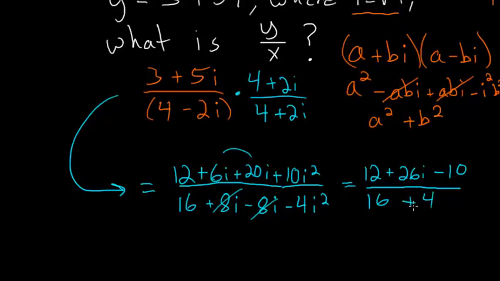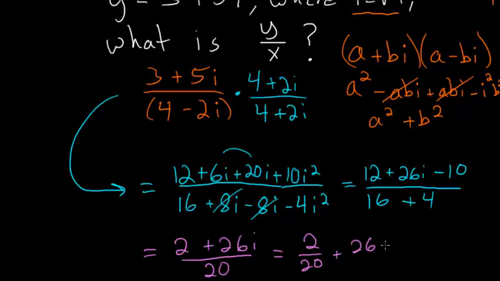So notice the i is no longer in the denominator, which is what we wanted. And now simplifying again, we have 12 minus 10, which is just 2, plus 26i, all divided by 16 plus 4, which is 20. And then it's typical to separate a complex number into its real part and its imaginary part. So we have 2 over 20 plus 26i over 20. And this simplifies to 1/10 plus 13i over 10. And so this is our final answer.